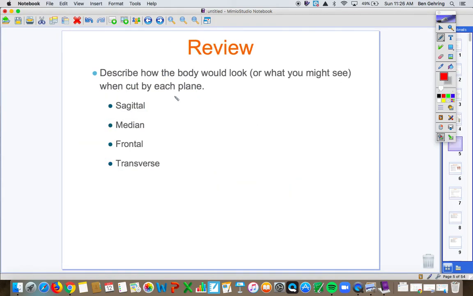All right, really quick, think to yourself, how would the body look, or what would you see if you cut a body in the sagittal plane, the median plane, the frontal plane, and the transverse plane? Take a second, make sure you can do that, and think about how the body would look.